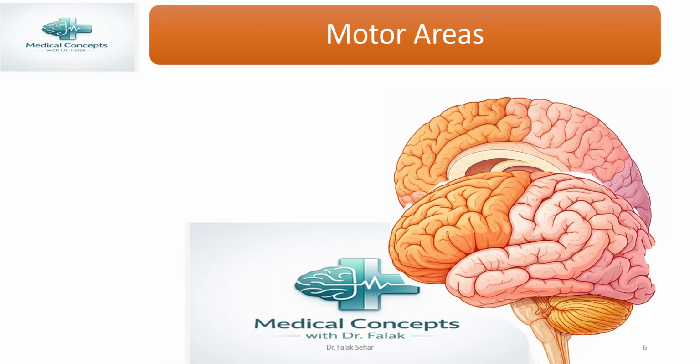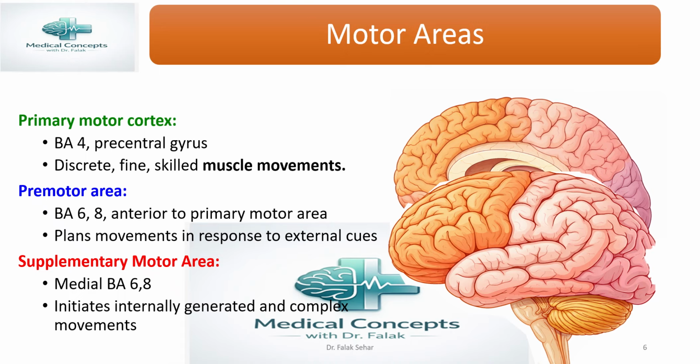Now let's first briefly discuss the motor areas. The first is the primary motor cortex that is organized somatotopically. The medial and the superior regions control the movement of the lower limbs, while the lateral areas control the trunk, upper limb, and the head. Each hemisphere governs motor activity on the opposite side of the body.